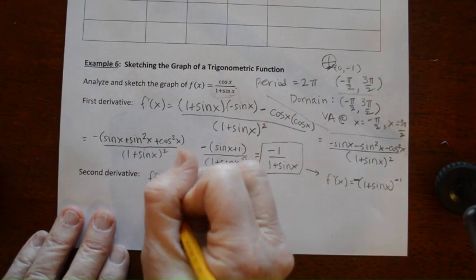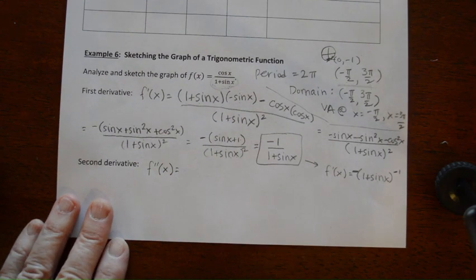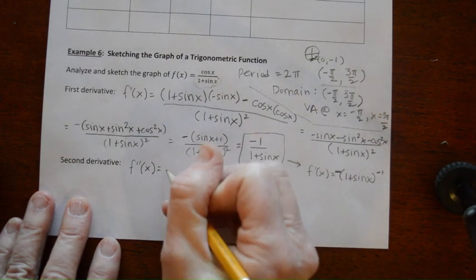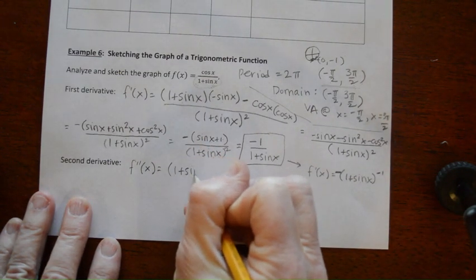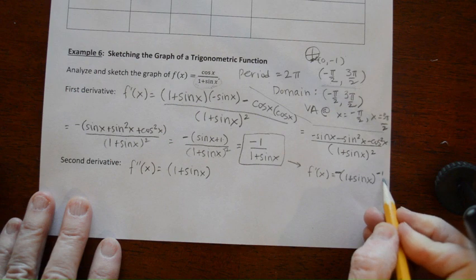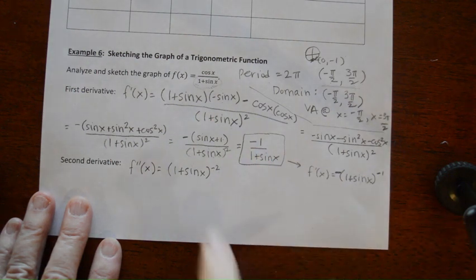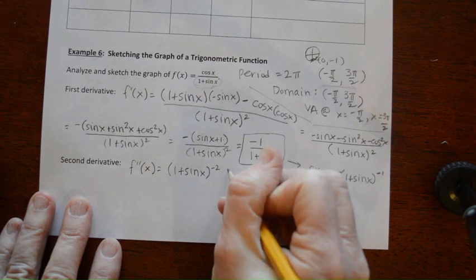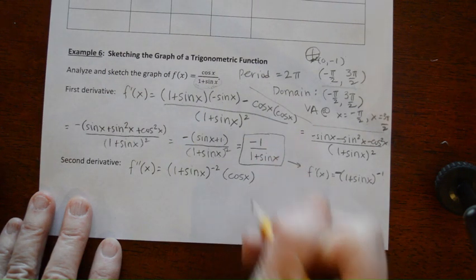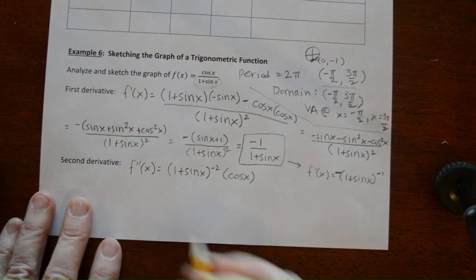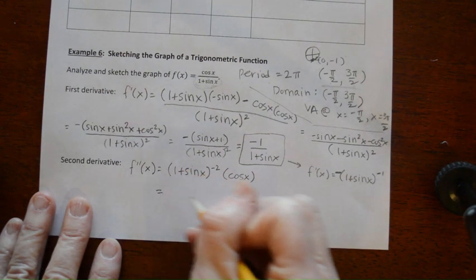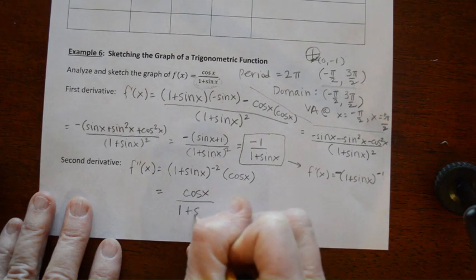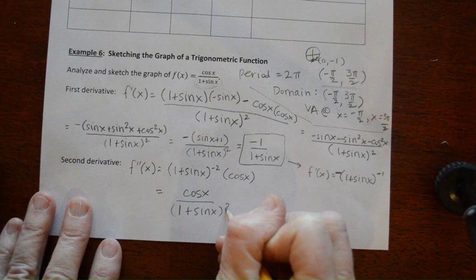So when I go to take f double prime of x, I'm going to bring this negative 1 down to the front, so it's going to turn it positive, and then I'll keep the inside the same, 1 plus sine x. I'll decrease that power by 1, so it becomes negative 2, and then I have to take the derivative of the inside. And so that is going to be cosine of x. And then I'm just going to rewrite this so that it is cosine x in the numerator and 1 plus sine x quantity squared in the denominator.